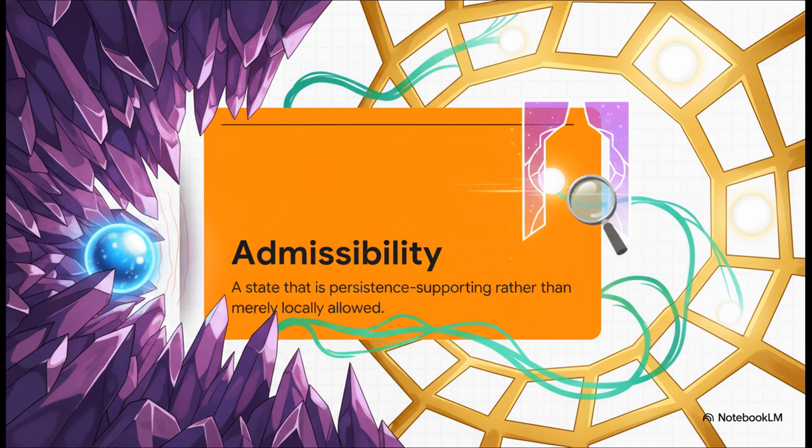It's a state that is persistence supporting rather than merely locally allowed. In our mathematical framework, just existing isn't enough. It's not enough to just sit comfortably in a stable local valley. Admissibility means that the state can be fully embedded into the larger, persistent order of the entire system without causing a single mathematical or physical contradiction.